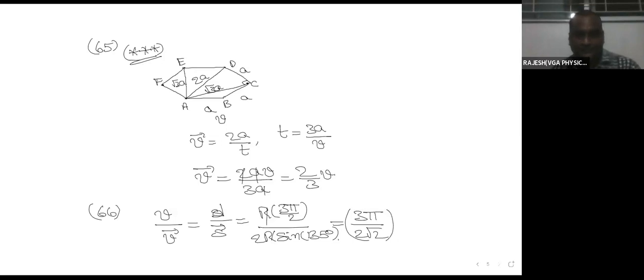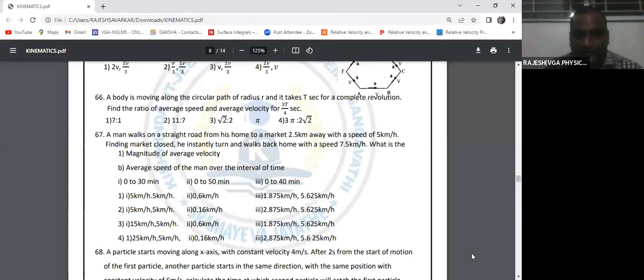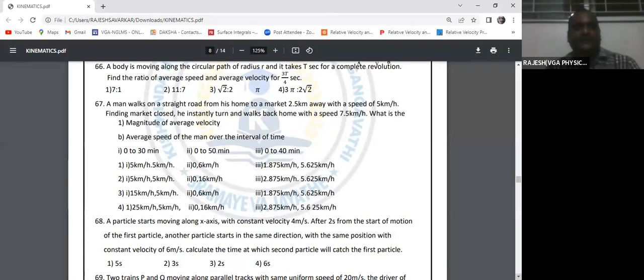Next one. A man walks on a straight road from his home to a market 2.5 km away with a speed of 5 km per hour. Finding the market closed, he instantly turns and walks back home with a speed of 7.5 km per hour. What is the magnitude of average velocity and average speed of the man over the interval of time 0 to 30, 0 to 50, 0 to 40 minutes?